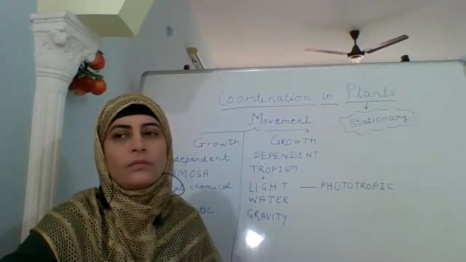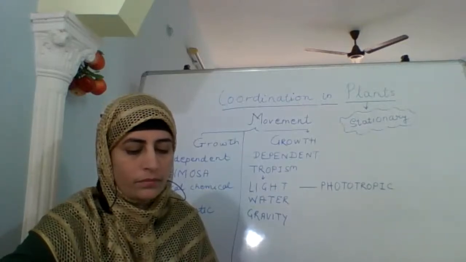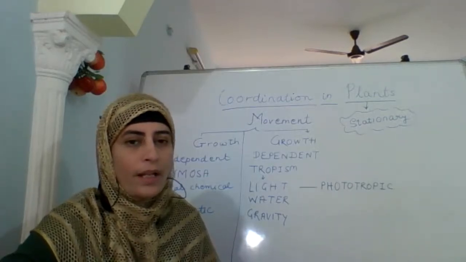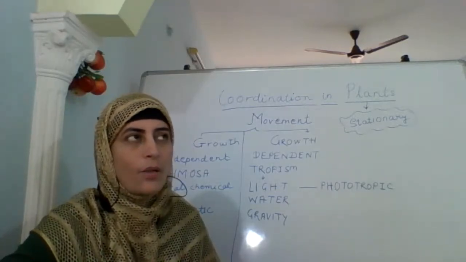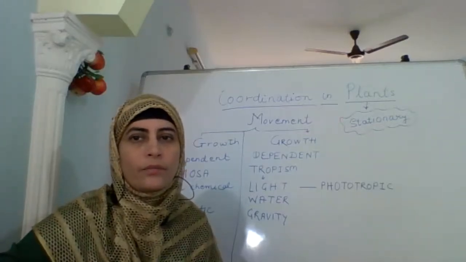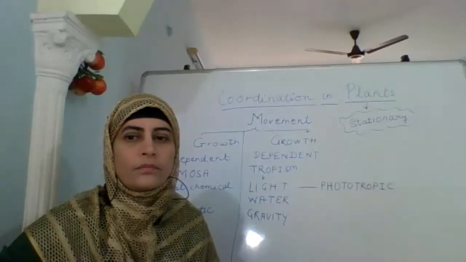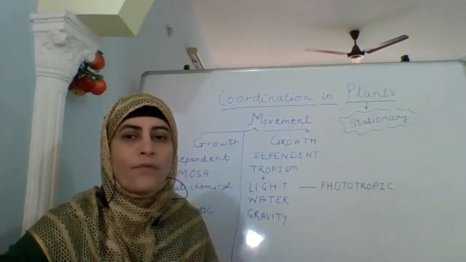On the side of the shoot which is away from light. This is known as phototropic movement.